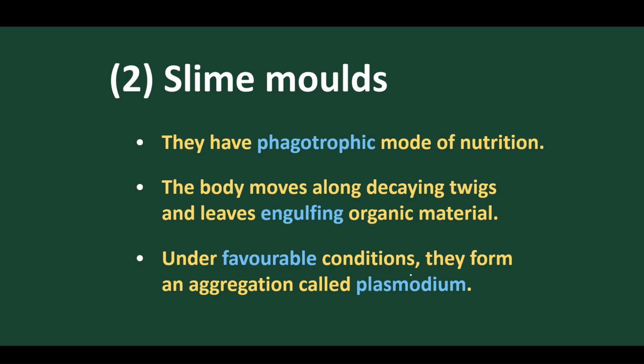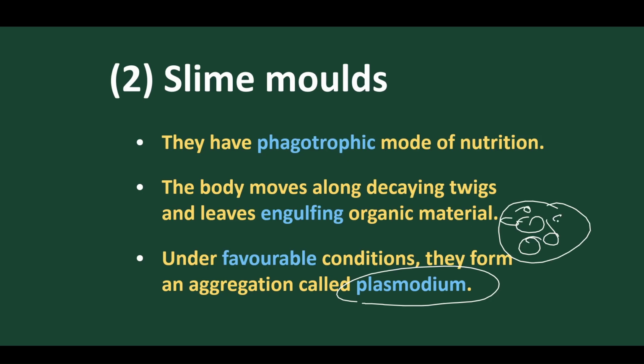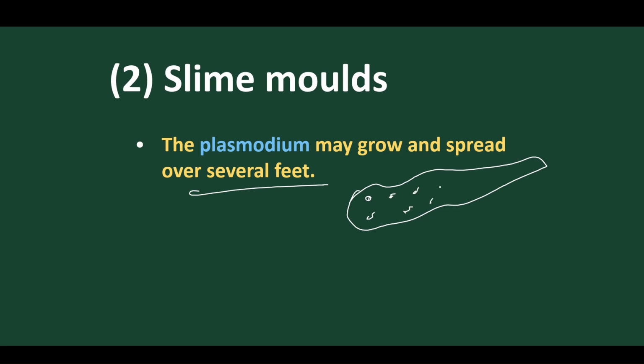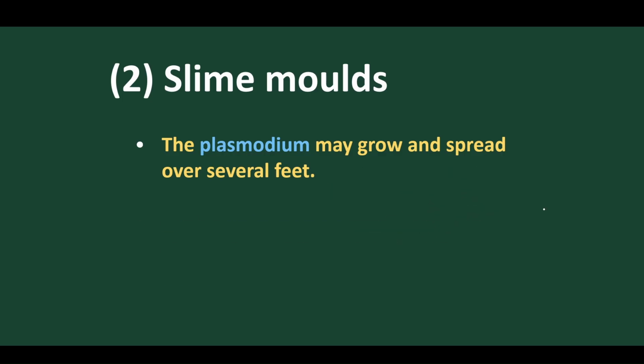Under favorable conditions, they form an aggregation called plasmodium, meaning they form groups to make a multinucleated structure. The plasmodium can grow and spread to several feet, and normally plasmodia are multinucleated in structure. They can grow in all directions, spreading several feet.